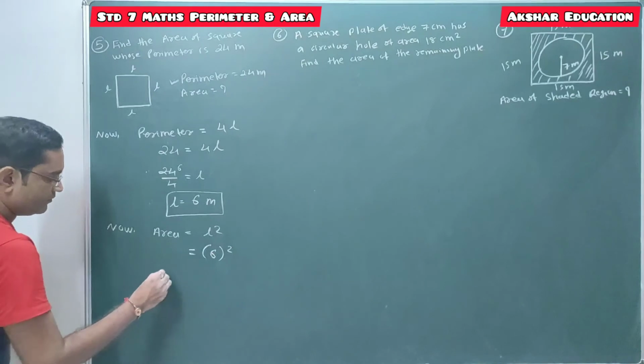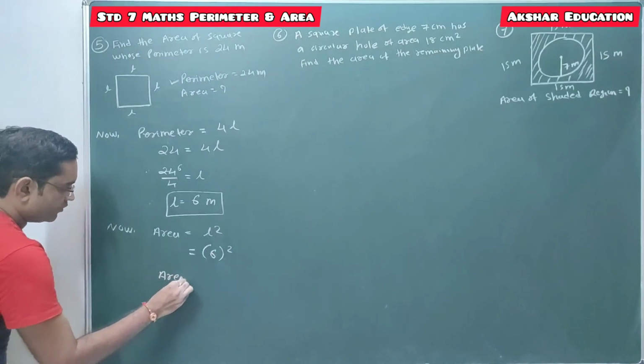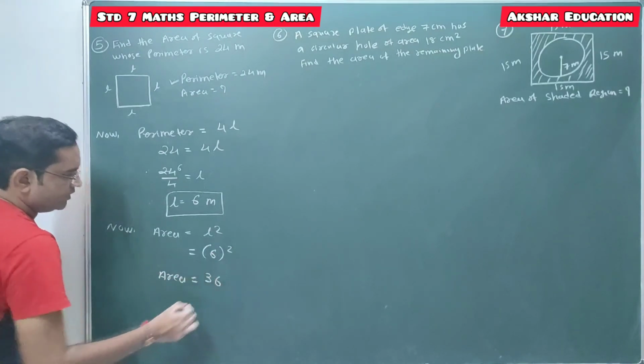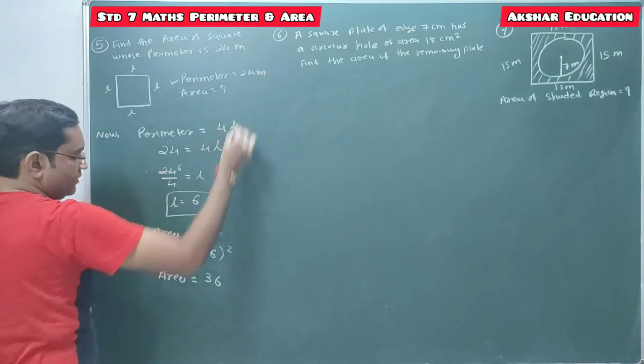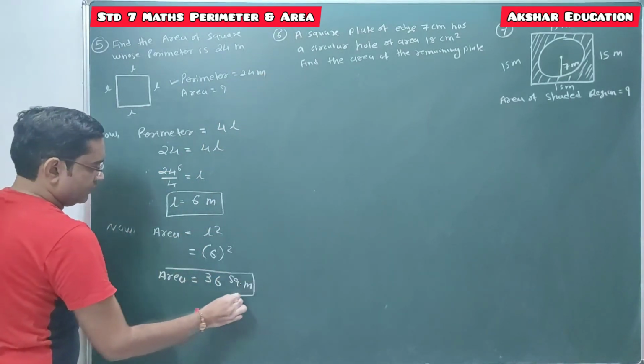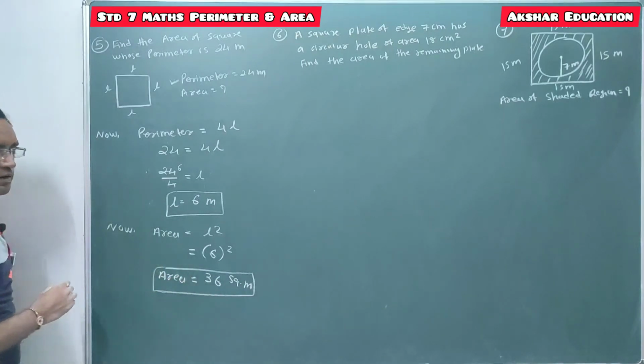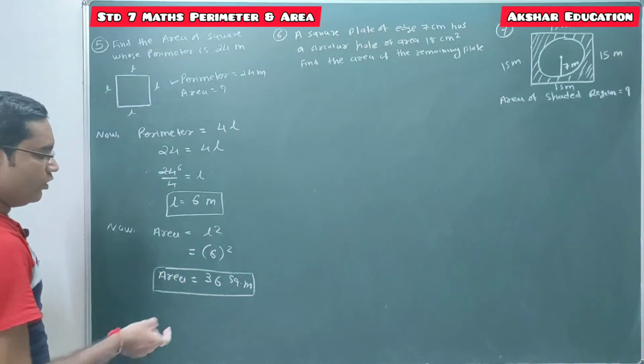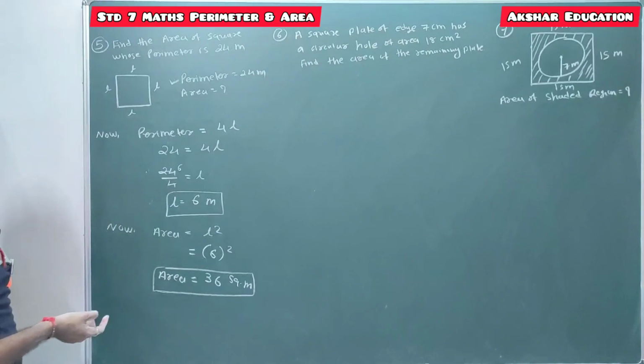So it's a 6 square. So area of square is 36 square meter. Square meter. This is the answer of this question. Area of the square is 36 square meter, or you can also write meter square unit. Clear? Very simple sum is there.